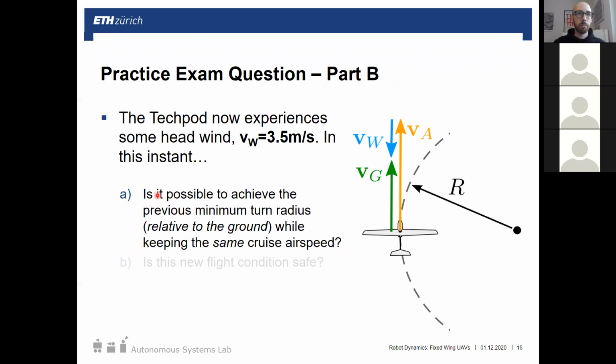So part A, is it possible to achieve the previous minimum turn radius relative to the ground? This is a typical thing we want to do when we're flying. If you tell the plane, please fly in this circle scanning over this field, normally you're trying to measure something directly over the ground. So the ground relative position is more important than the air relative. Once again, is it possible to achieve the previous minimum radius relative to the ground while keeping the same airspeed?